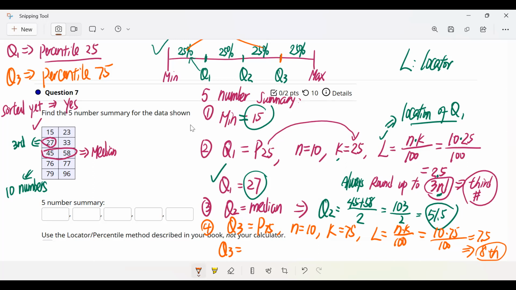Is N always going to be 10? Is N always going to be the number in the sample? Yes, that's right. If it was 5, you would use 5. If it was 6, you would use 6. N is always the sample size, meaning the amount of numbers in our data set. That's why we call that the sample size.